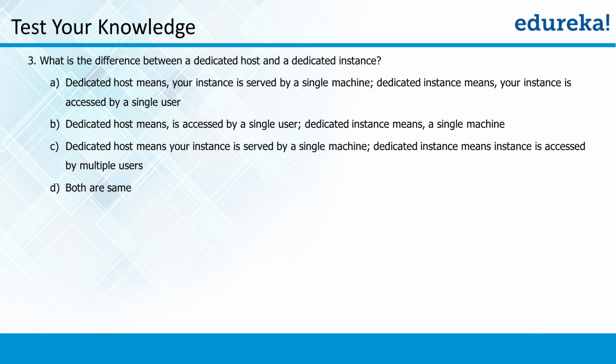This question talks about the difference between these two options, a dedicated host and a dedicated instance. Option A says a dedicated host means the instance is served by a single machine, the whole host is yours. Dedicated instance simply means the instance is accessed by a single customer. Another option says host is accessed by a single customer and instance means a single machine. That's the reverse of option A.